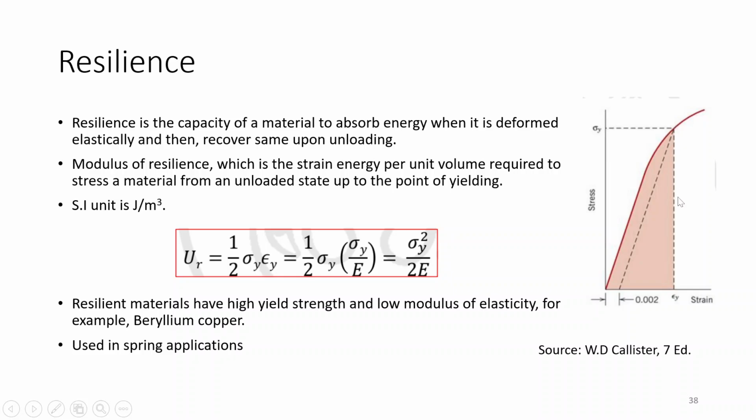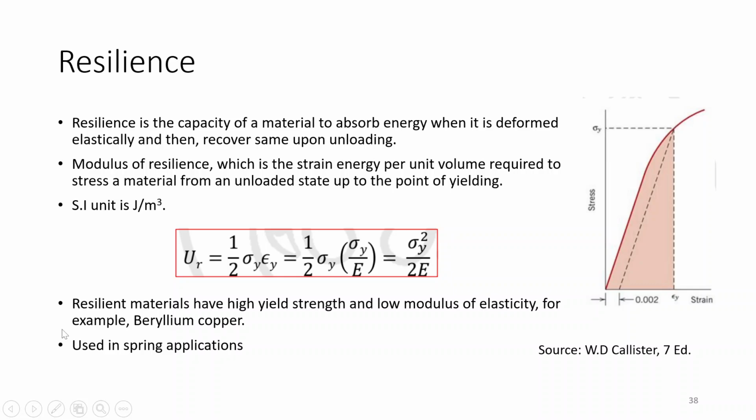Here, as it is forming a triangle, we are just multiplying the elastic strain by the elastic stress times half. With the help of Hooke's law, epsilon y can also be written as sigma y upon capital E, which is the elastic modulus. So in terms of elastic modulus, this can be written as sigma y squared divided by 2E.